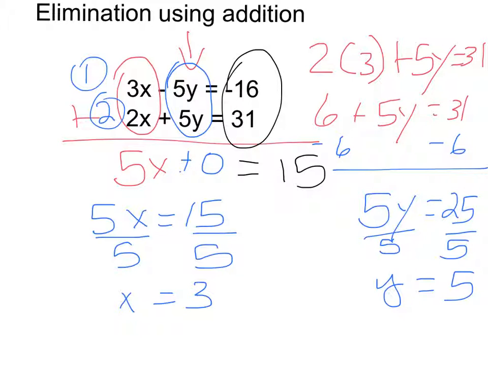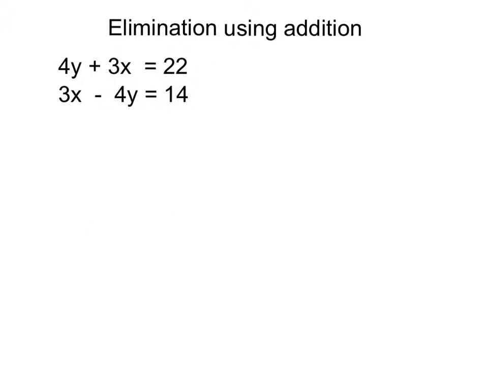And again, we need to give our final answer as an ordered pair. That's where these two lines would cross, and that would be the ordered pair 3, 5. Okay, go ahead and give this one a try on your own. Please note that the x and the y are not in the correct order, and you're going to have to move those.